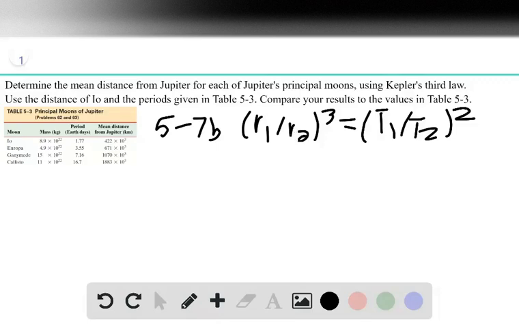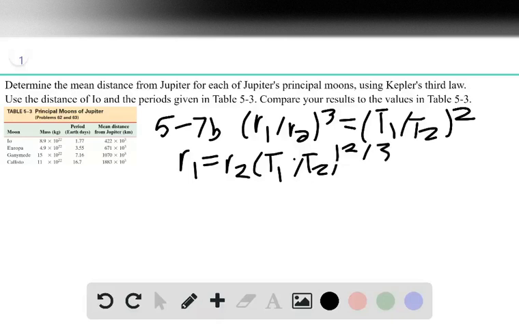In this case, we're going to leave T2 to be Io's data and solve for T1. We're solving for mean distance, so R1 equals R2 times (T1/T2) raised to the 2/3. This is going to be the equation that we're going to use for all three of these. So let's start with Europa.